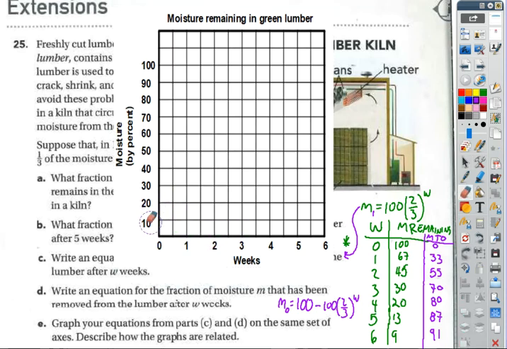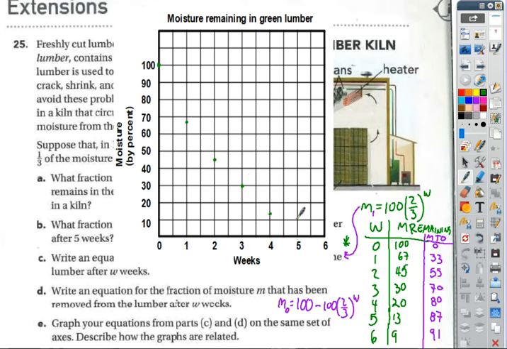All right, so let's go ahead and graph the green. At 0 weeks we have 100%. After 1 week we have 67%. After 2 weeks we have 45%. After 3 weeks we have 30, after 4 weeks we have 13.